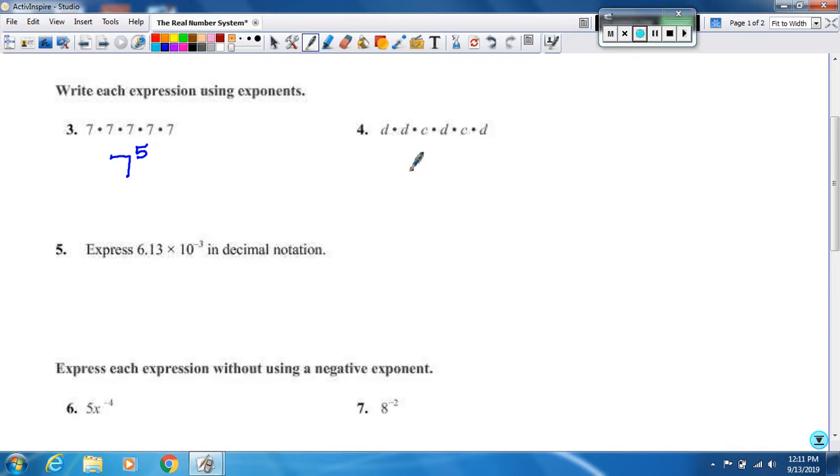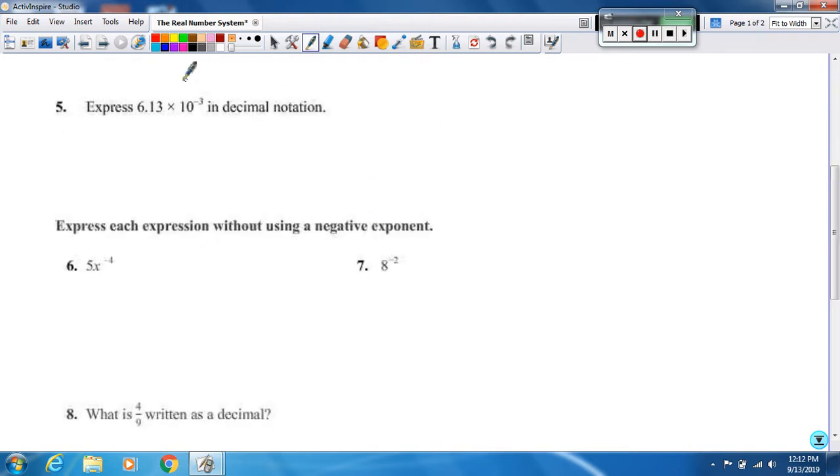Here we have C's, and we have D's. For my C's, I have 1, 2 of those, and for my D's, I have 1, 2, 3, 4. So C squared D to the 4th is the answer for that one.